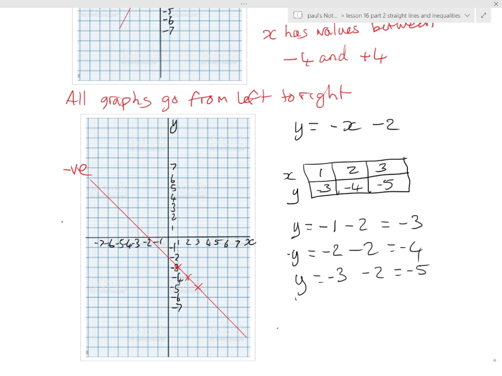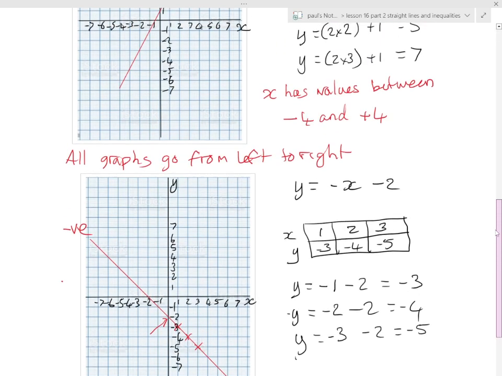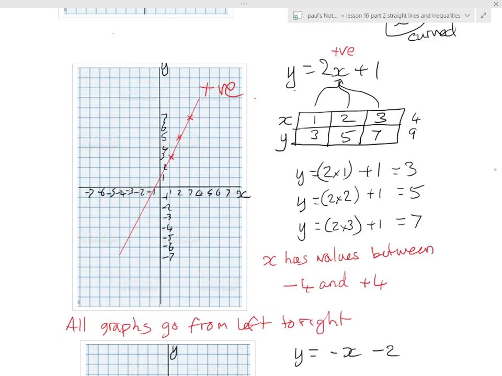Now the other thing you can also predict, and we'll come on to that in another lesson, see, we've got minus 2 here. That is where the line crosses the y-axis. So you can guess which way it's going to go, and you know basically where it's going to be as well. What about this one up here? We've got a plus 1. So there, look, plus 1. That's where the line crosses the y-axis.